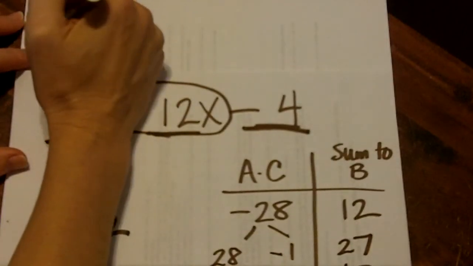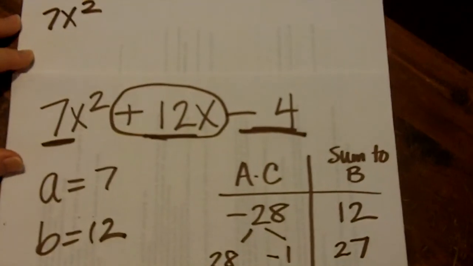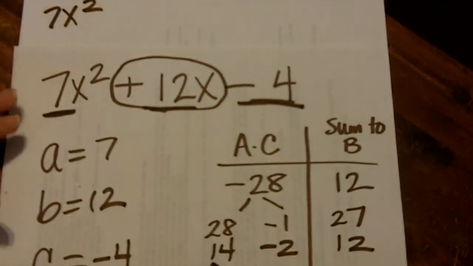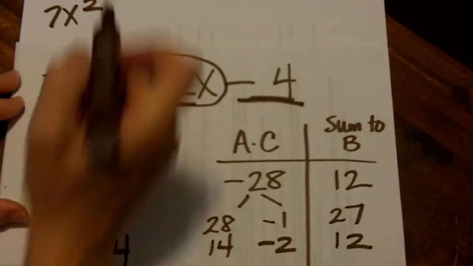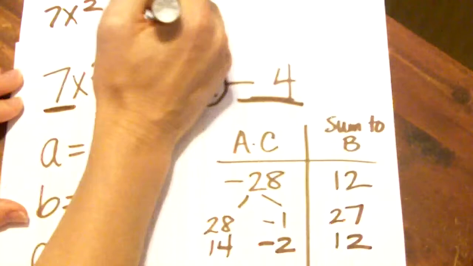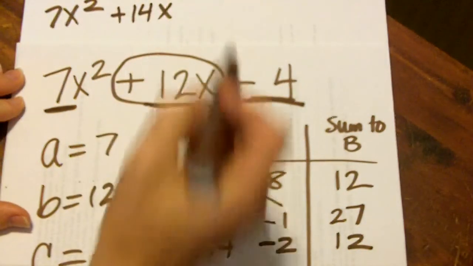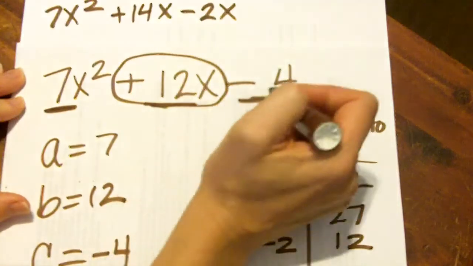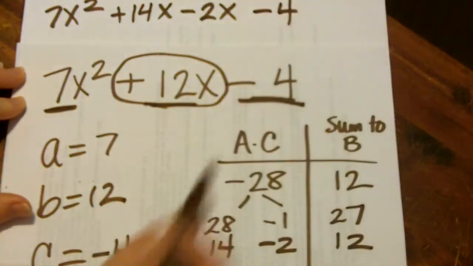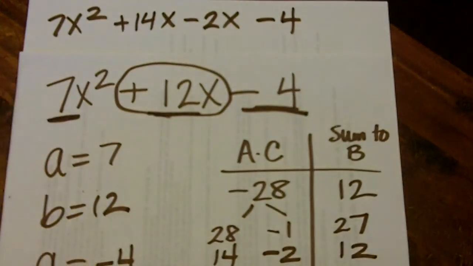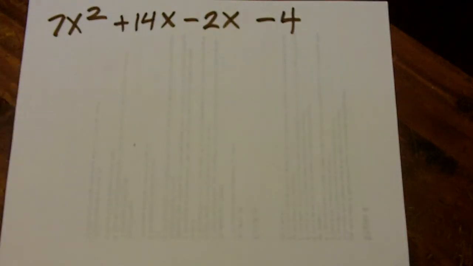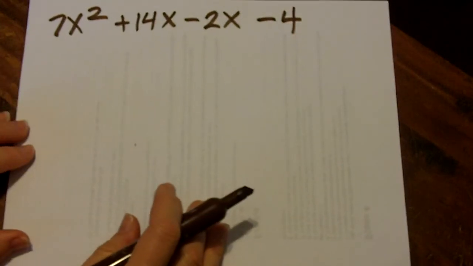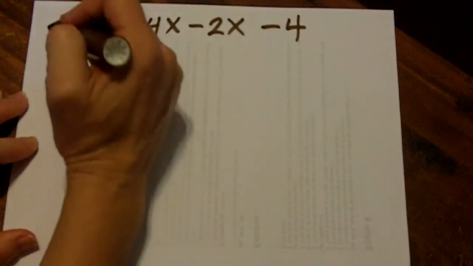Okay, so we're going to have the 7x squared, and we're going to take this 14 that we have found, okay, and we're going to make that a middle term, make it a positive 14x. We're going to take the negative 2, make it negative 2x, and then we're going to bring our last term up there, which is negative 4, okay? Now I'm going to zip this away for a minute so we can just focus on this. And now we're going to factor by grouping.